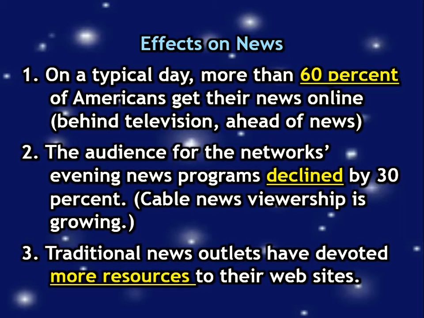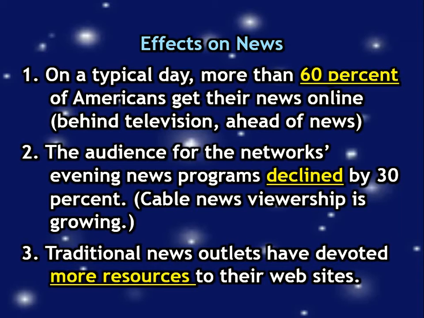The audience for the network's evening news programs has declined by 30% over the years. However, cable news viewership continues to grow as we get used to the idea of the 24-hour news cycle. People have been gravitating towards cable news as a way to get their national news fix instead of waiting until 6:30 in the evening to turn on the network evening newscast. Traditional news outlets have devoted more resources to their websites and have even done some integrating of what they do in their traditional realm.